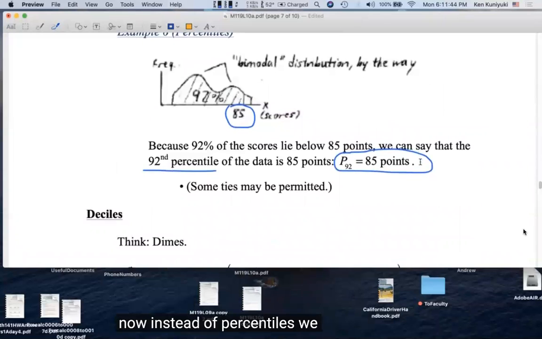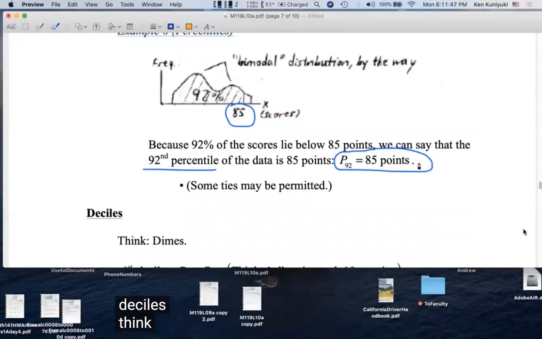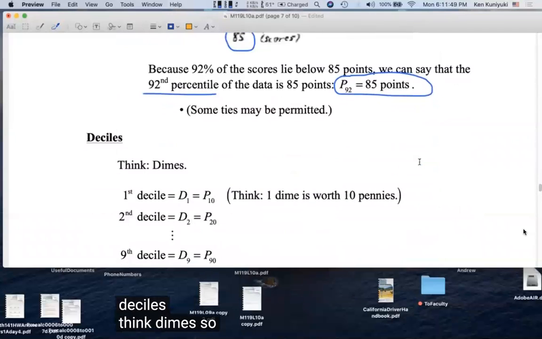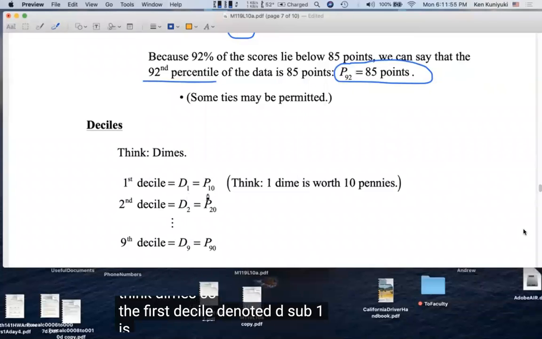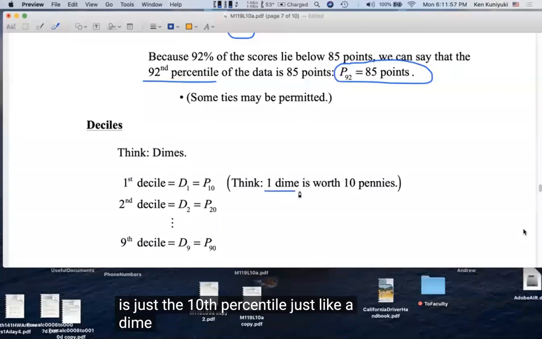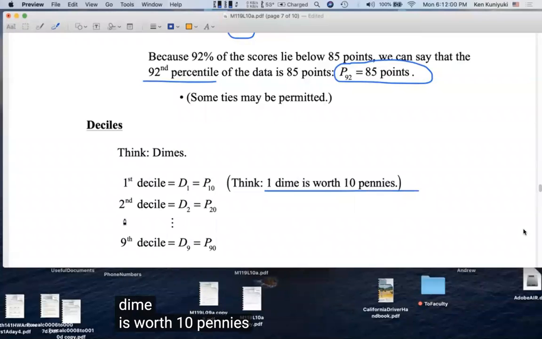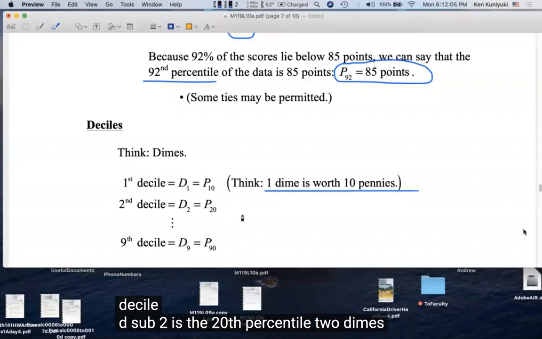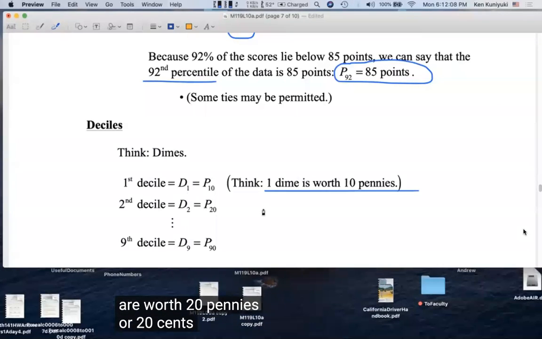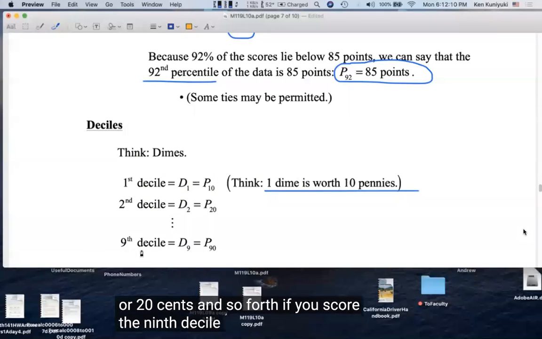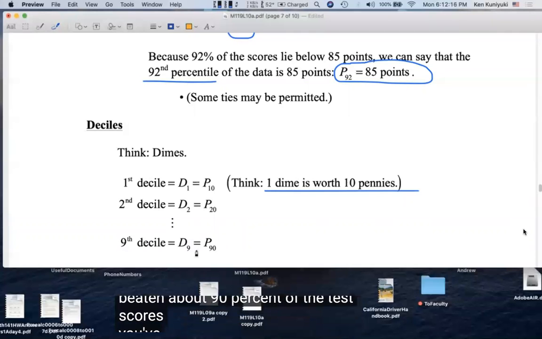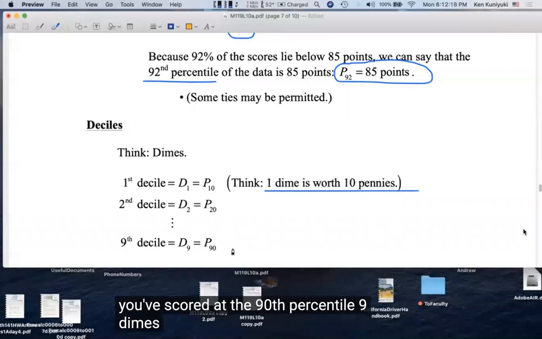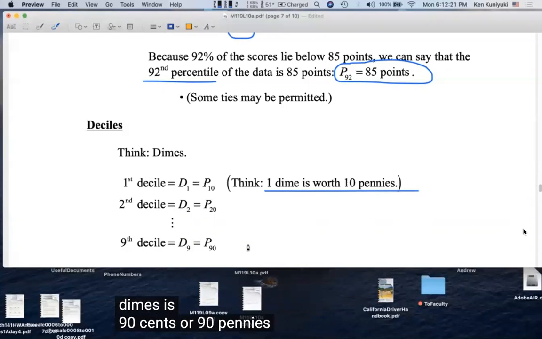Now, instead of percentiles, we can think deciles. Think dimes. So the first decile, denoted D sub 1, is just the 10th percentile, just like a dime is worth 10 pennies. Likewise, the second decile, D sub 2, is the 20th percentile. 2 dimes are worth 20 pennies, or 20 cents, and so forth. If you score at the 9th decile, D sub 9, you've done very well. You've beaten about 90% of the test scores. You've scored at the 90th percentile. 9 dimes is 90 cents or 90 pennies.